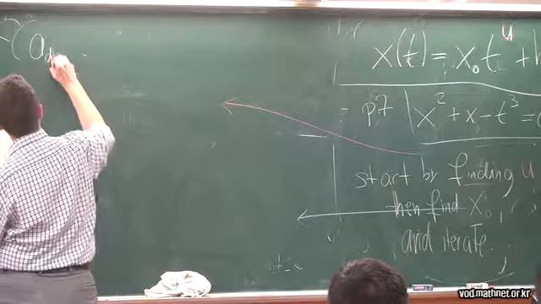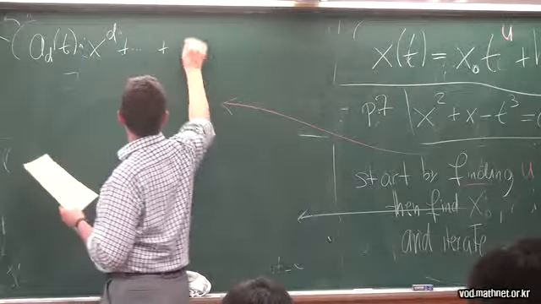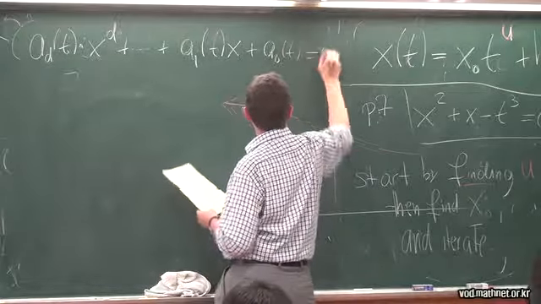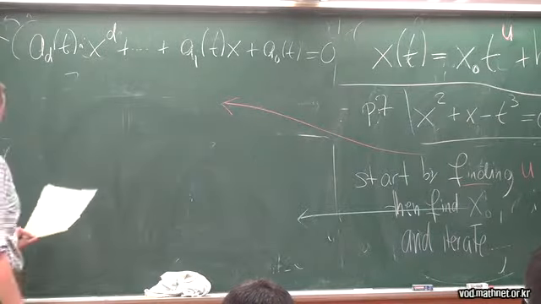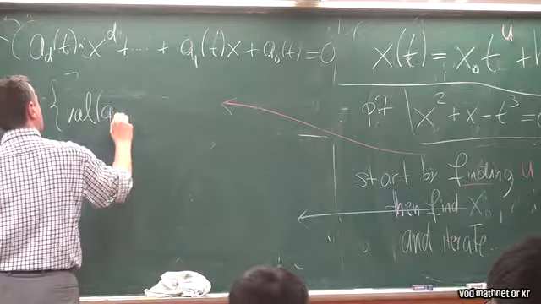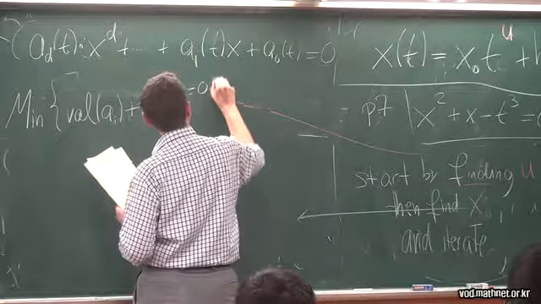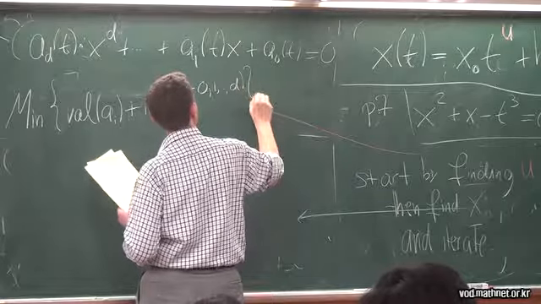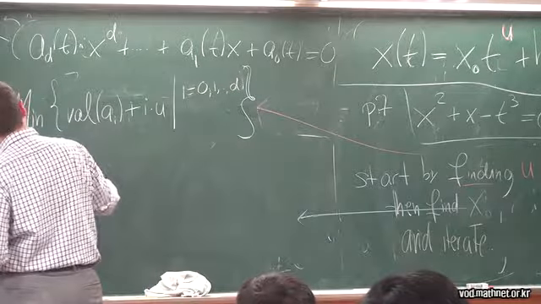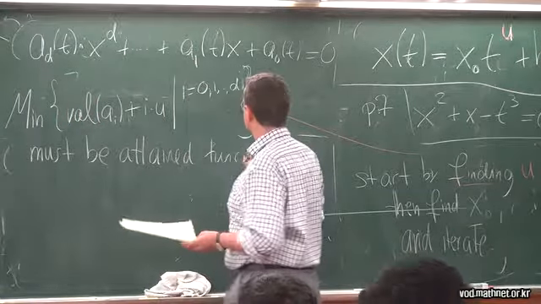So here's the equation I want to solve: a_d(t) x^d plus ... plus a_1(t) x plus a_0(t) is equal to 0. Let me write down something. I want to take the minimum of val(a_i) plus i times u, where i is 0, 1, up to d. This minimum must be attained twice. So what does this mean?